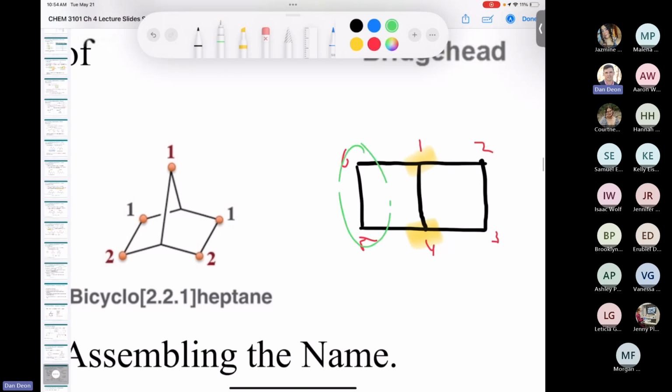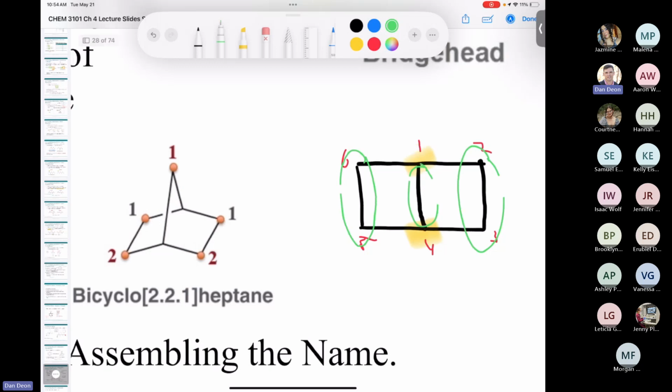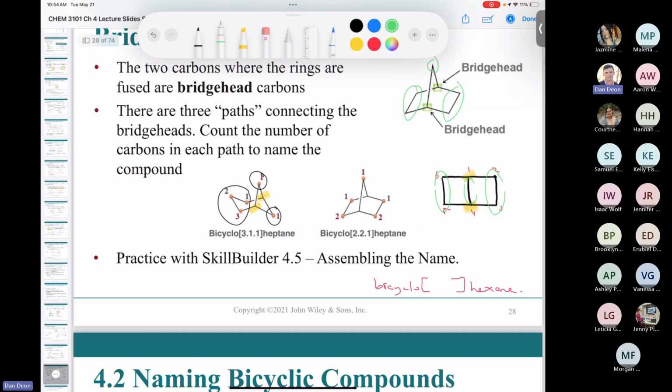1, 2 carbons. Why does it keep doing that? There's 1, 2 carbons here, 1, 2 carbons here, and there's no carbons in this bridge. So it's going to be 2, 2, 0. So we would put 2, 2, 0.